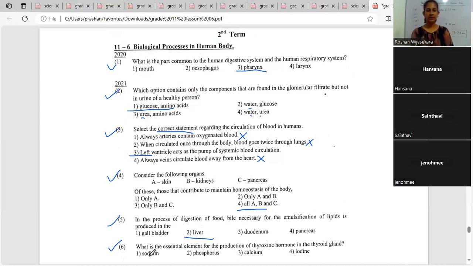Then the sixth question. What is the essential element for production of thyroxine hormone in the thyroid gland? It is iodine. To produce thyroxine hormone, iodine is key. Iodine is the correct answer. The fourth one. Okay, now correct your answers.